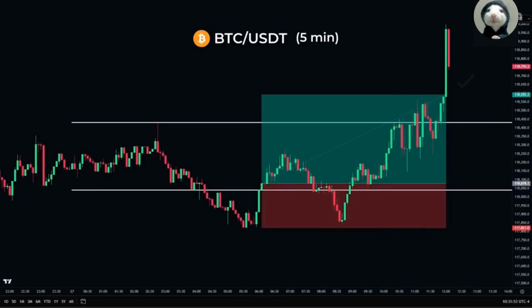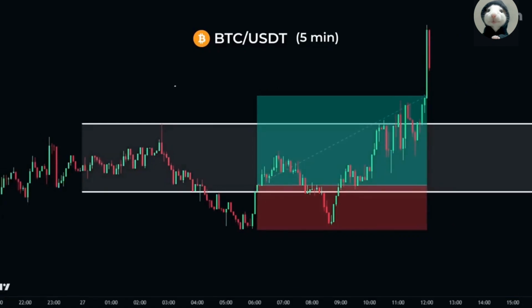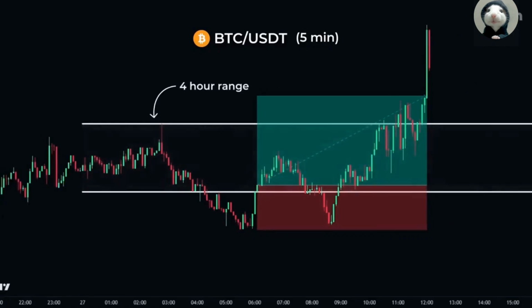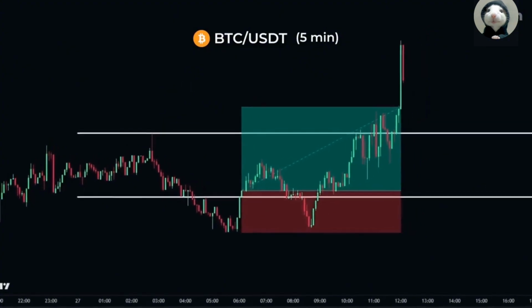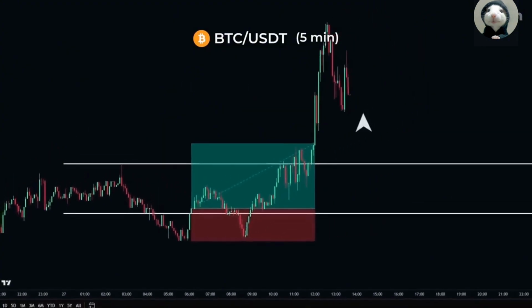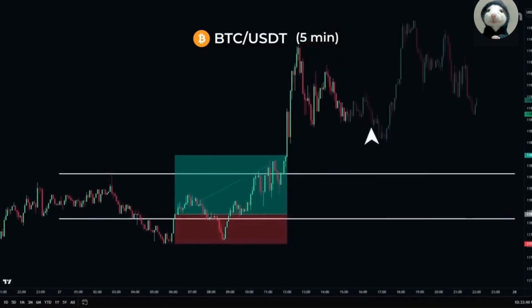Now keep in mind, as long as we're still within the same trading day as the 4-hour range we marked, we can still take more trades if another valid setup shows up. So, as we let the chart play out, we can see that price is trading well outside of our 4-hour range.